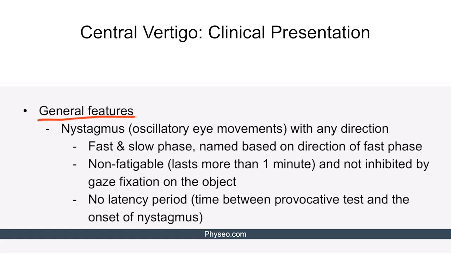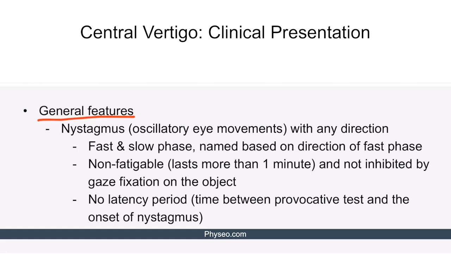Nystagmus has fast and slow phase. Slow phase is the initial slow deviation of the eyes, which is followed by the fast phase. The fast phase is the fast correction of the eye movement direction by cortical impulses. Actually, the name of the nystagmus is based on the direction of the fast phase.